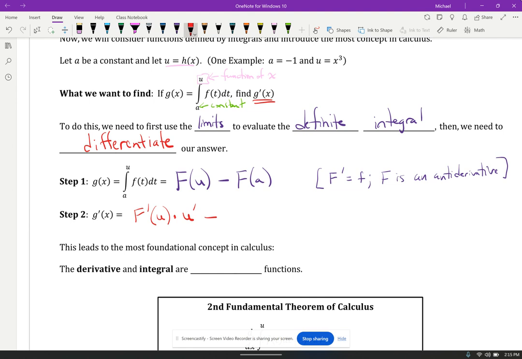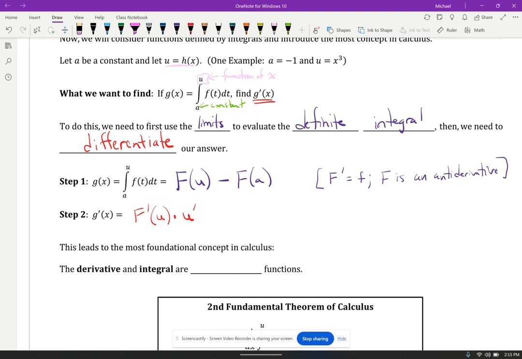But a was a constant number. It was just a value. So when I do f of a value, I'm going to get a value, and the derivative of that is just going to be 0. And so therefore, the only thing that I have left is this.